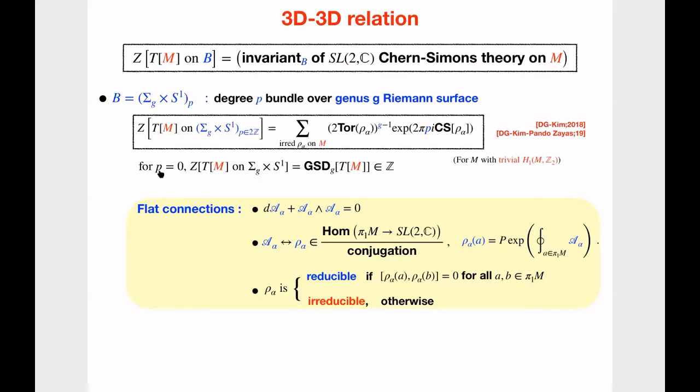Especially when p equals zero, it means that we are computing the partition function on the direct product of a Riemann surface times S1. And this partition function actually computes the ground state degeneracy on Riemann surface G of this theory.